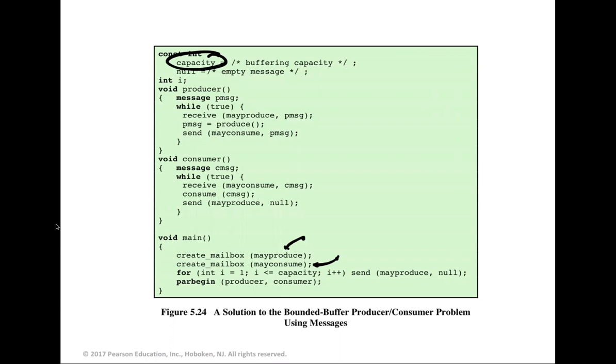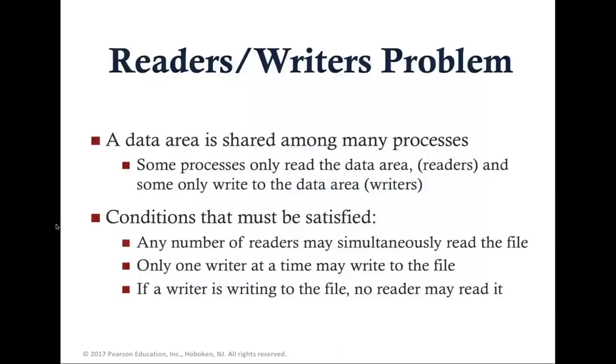An exercise for you is to go over the reader and writer problem, which is similar to the producer and consumer problem, in which there is a data area that is shared among a number of processes. The data area could be of any shape. It could be a file, a block of memory, or even a bank of processor registers.